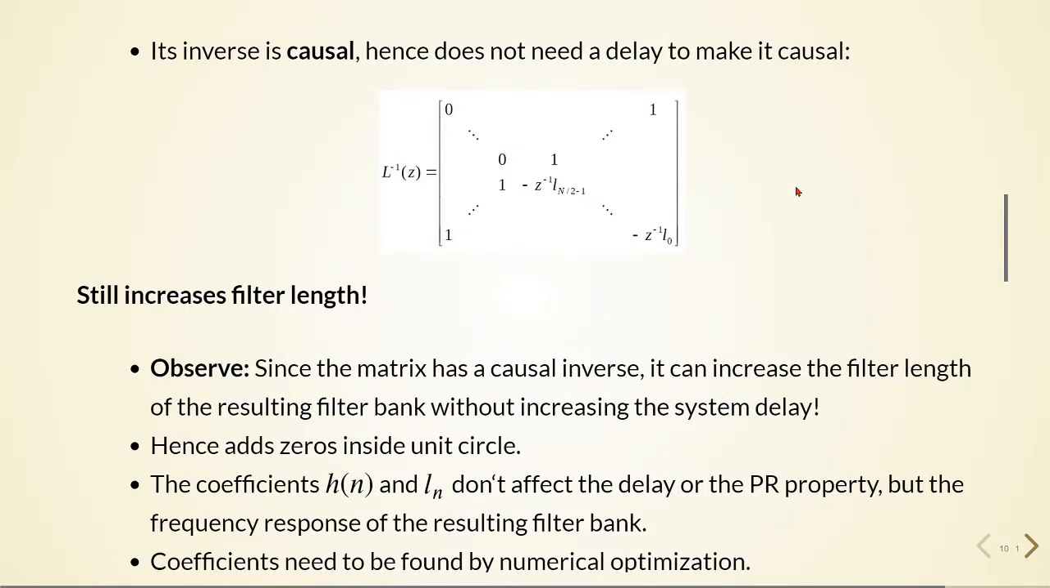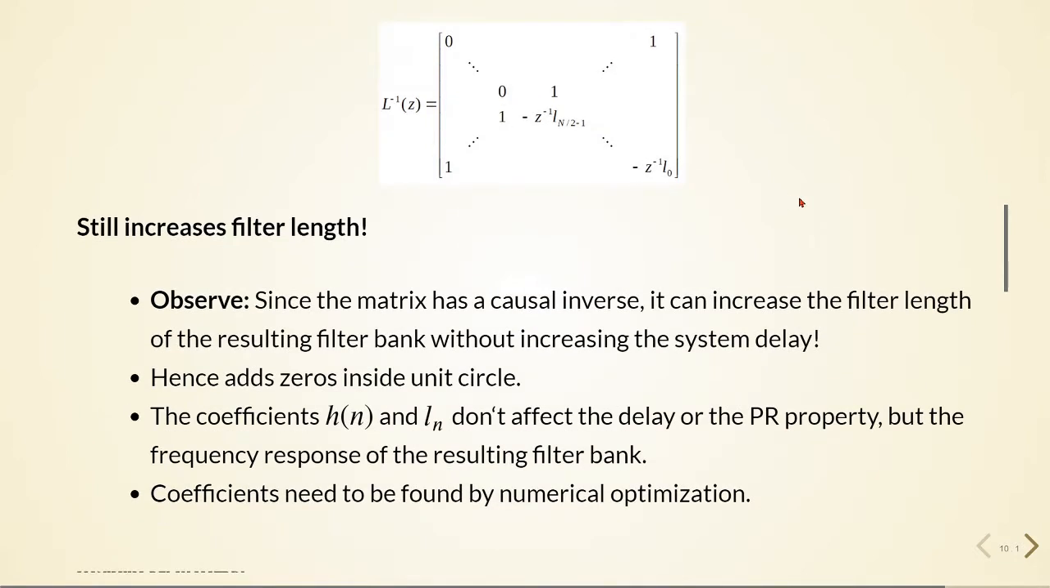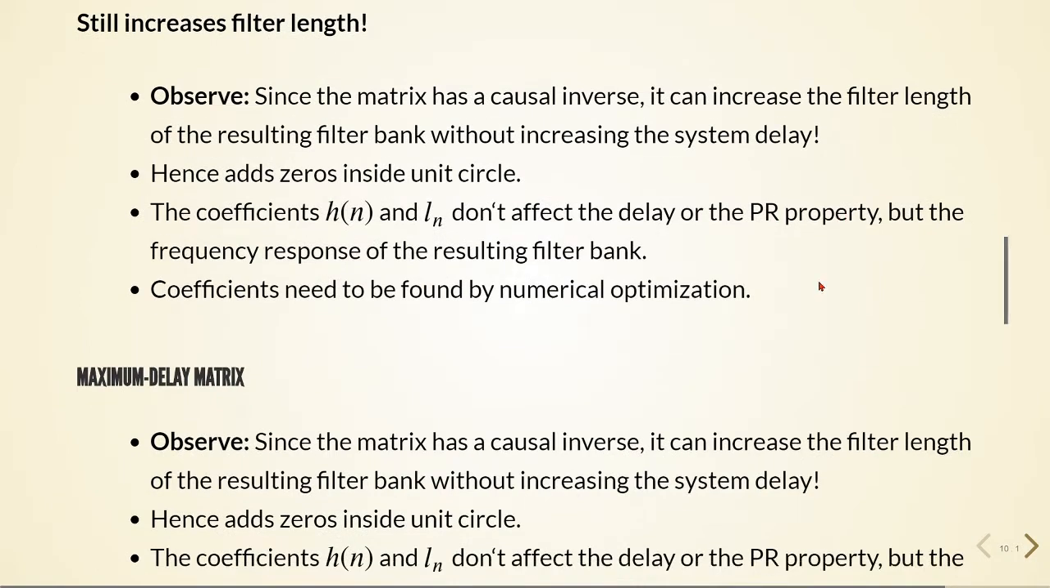The coefficients h of n and l don't affect the delay or the perfect reconstruction property, but the frequency response of the resulting filter bank. So what we want is to improve the frequency response of the filter bank, but without affecting the perfect reconstruction and without adding more delay. So in this case, the coefficients need to be found by numerical optimization.